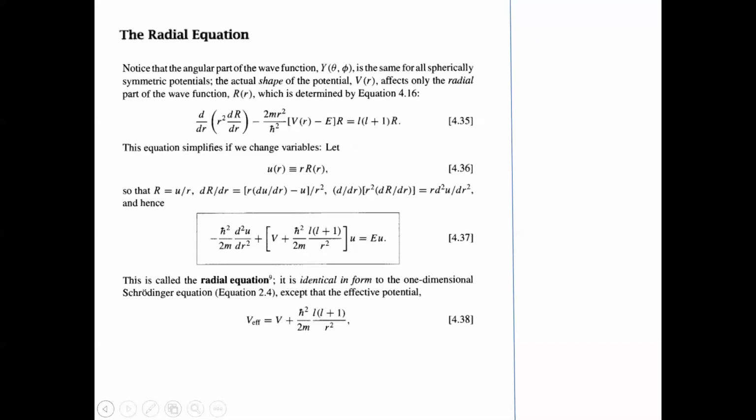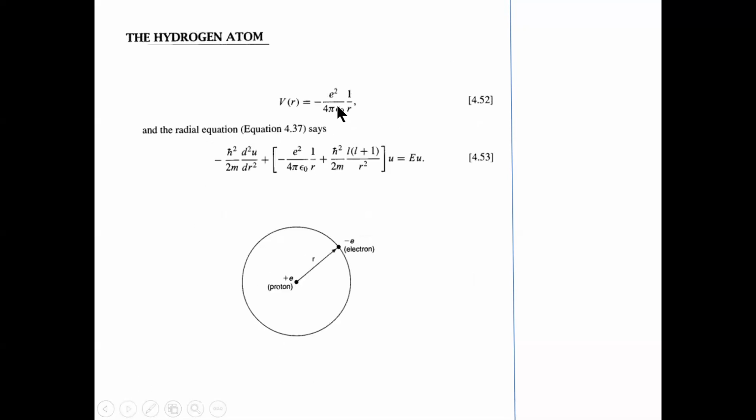Now we're going to set ourselves to solve the hydrogen atom. In this place we have to insert the potential for the hydrogen atom. The potential for the hydrogen atom is just a Coulombic potential, the Coulombic potential between the proton and the electron. So we just write it out and we substitute it.